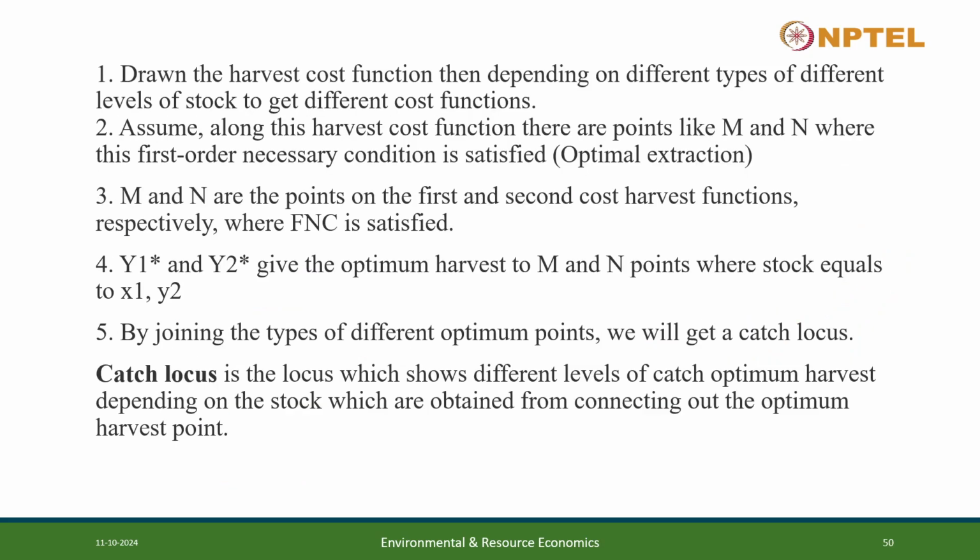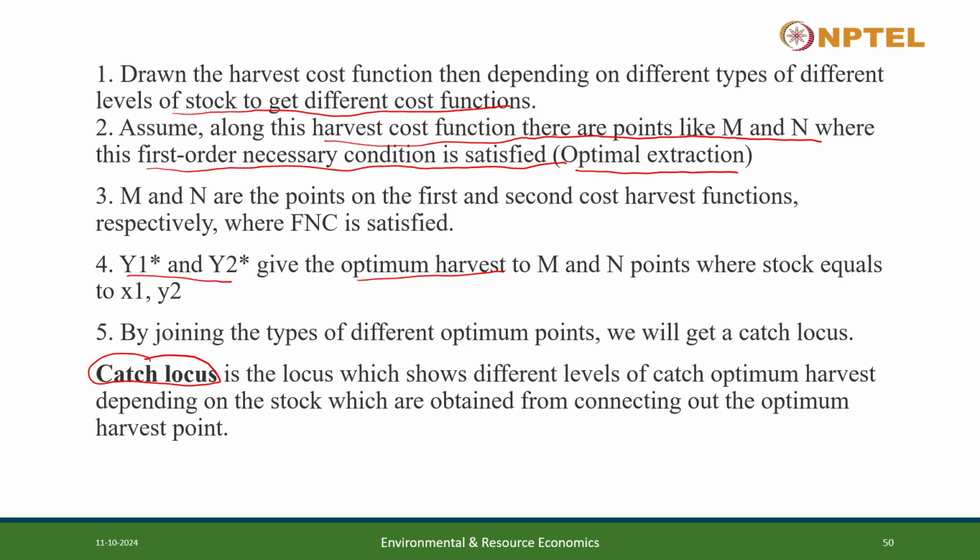So that is the economically optimal curve for different stocks. What we have done right now is we have drawn a harvest cost function, which depends on different levels of stock. And we assume that along the harvest cost function, there are points like M and N where the first order necessary condition is satisfied, which are optimal extraction points. Then if you connect all these optimal extraction points, you get the catch locus, and y1, y2 and so on give the optimal harvest.